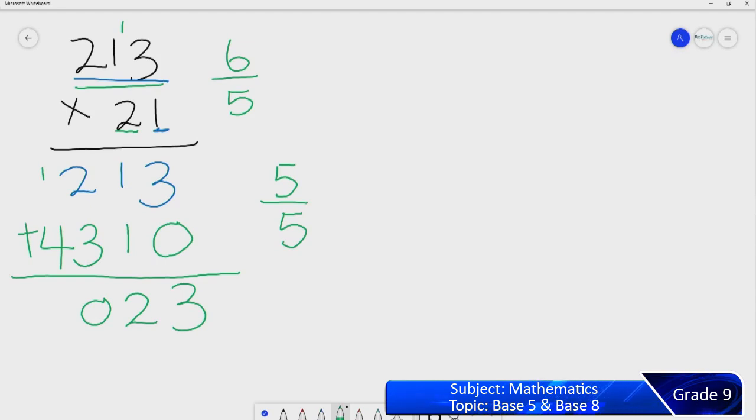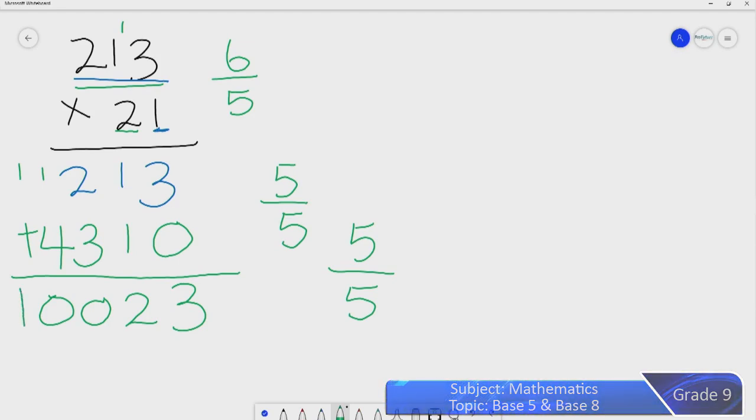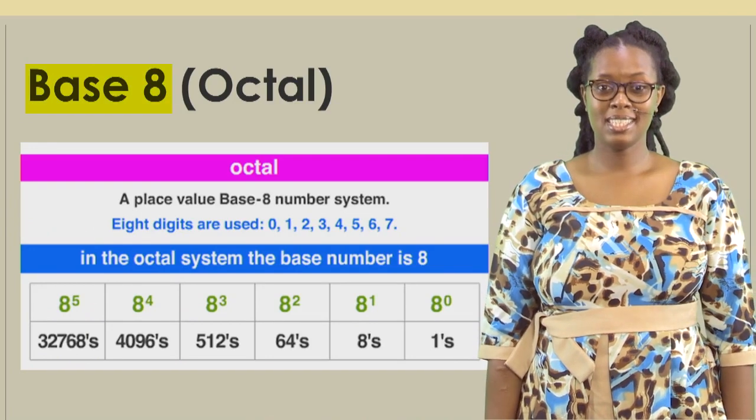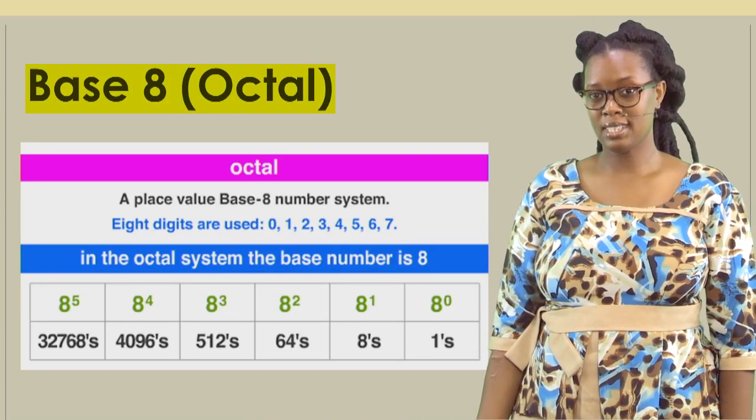Repeat the process. Put a 5 outside, divided by 5. 5 into 5, 1, and 0 remaining. And since we have this 1 by itself, we have nothing to add it to. We just bring it down. So when we multiply 213 by 21 in the base 5 number system, we get 10023.